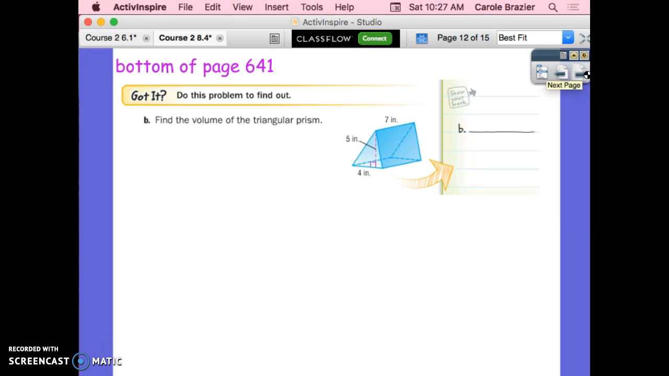Okay, welcome back. For this one, your triangle is a 4 by 5. So it's 5 times 4 divided by 2. And then your height is 7. So I'm going to multiply by 7. When you do that, you should have gotten 70 inches cubed. Okay?